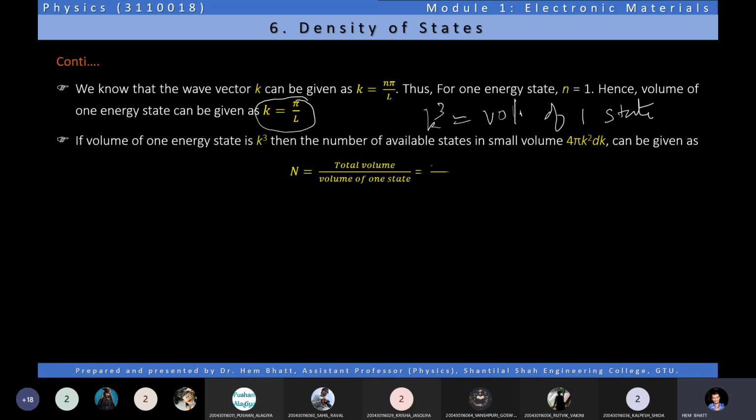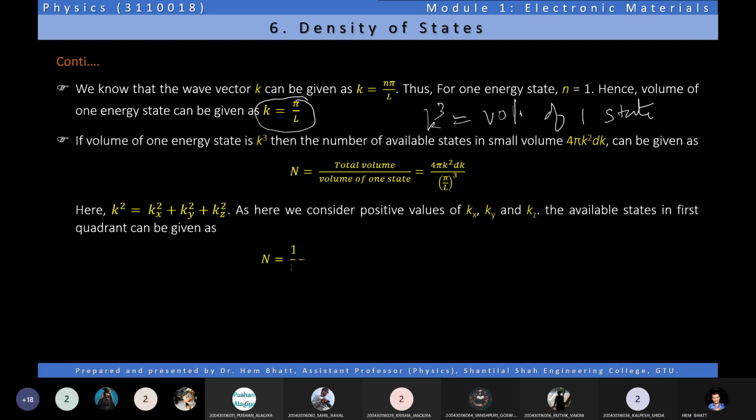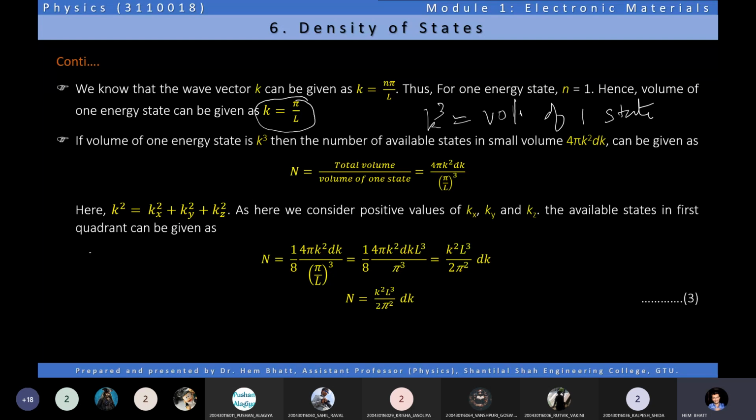Okay, so this logic we are employing to find out n, in fact n by L cube. So it can be given as total volume upon volume of one state. Simplify this and you will get it. Now here I have done it wisely. 1/8 અહીંયા consider કરી લીધા છે first quadrant ના, એટલે પછી પાછળથી નહીં આવે. So this is our n. What to do with this n? n નું શું કરવાનું?